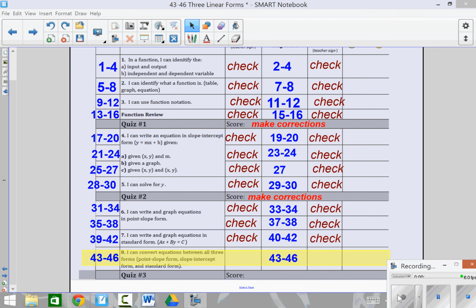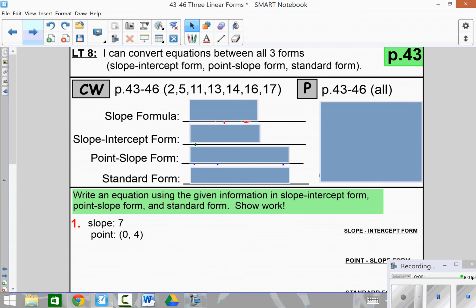All right, we're on the last lesson of Unit 7 here, our last learning target 8, putting everything from this entire unit together into our last learning target. So, pages 43 through 46. Go ahead and turn to page 43 then. Our learning target for this lesson is: I can convert equations between all three forms that we have learned. That would be slope-intercept form, point-slope form, and standard form.